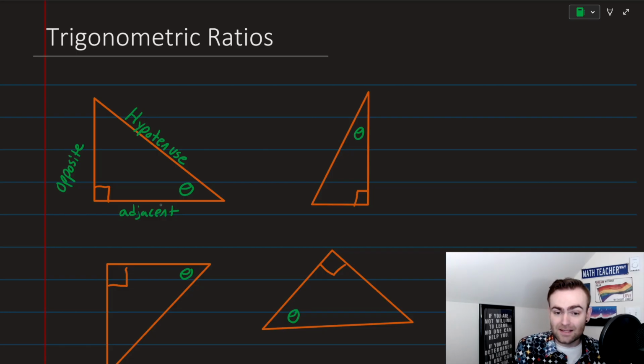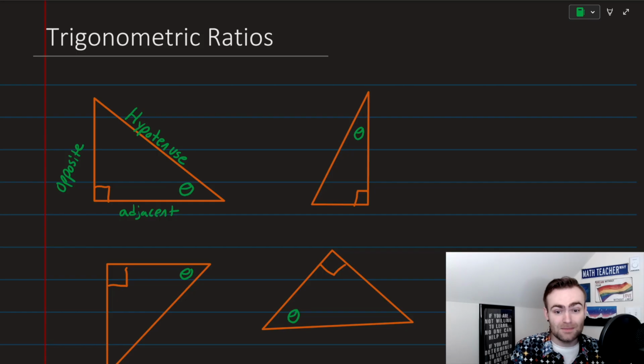Now, the legs of the right triangle, meaning the ones that touch the 90 degrees, have special names depending on their relationship to this angle. The one opposite of it, or across the triangle from it, is called the opposite leg, and the one next to it is called the adjacent leg. So, next to is adjacent, across from is opposite.